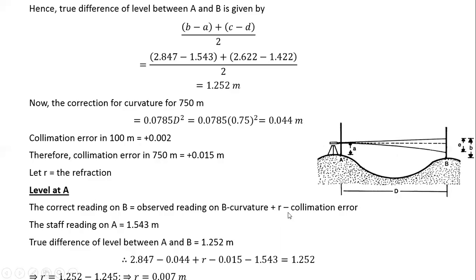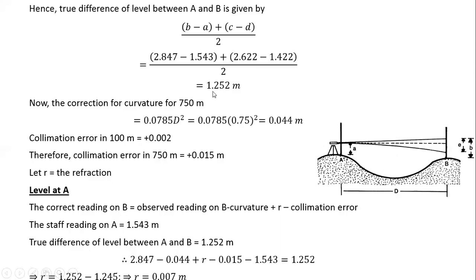And minus collimation error. Why minus sign? Because my collimation error is given as plus 0.002. This means that the line of sight is inclined up, so the error is positive. So the correction will be negative. That's why this is your minus sign. And the true staff reading on A is already given as 1.54. So I have to find out the true difference of level between A and B.